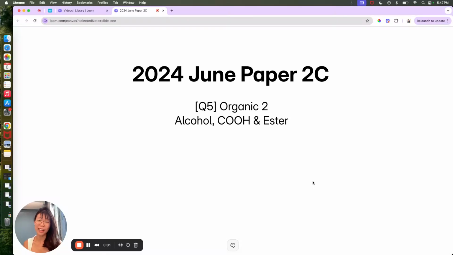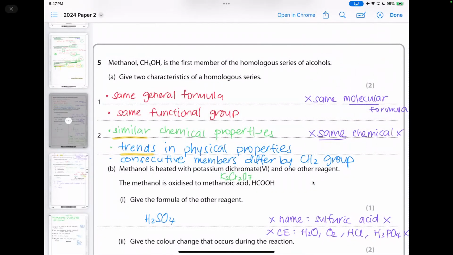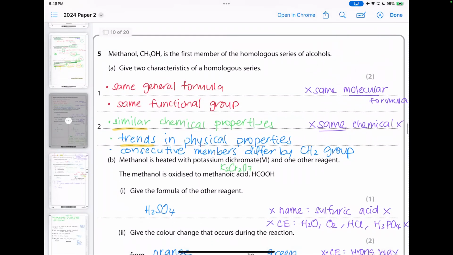5, and this is on Organic 2. I think this is the one that most students fear because it's on alcohol, carboxylic acid, and ester. So let's dive into things. And we're going to look into the first question, which is a very general question on homologous series.